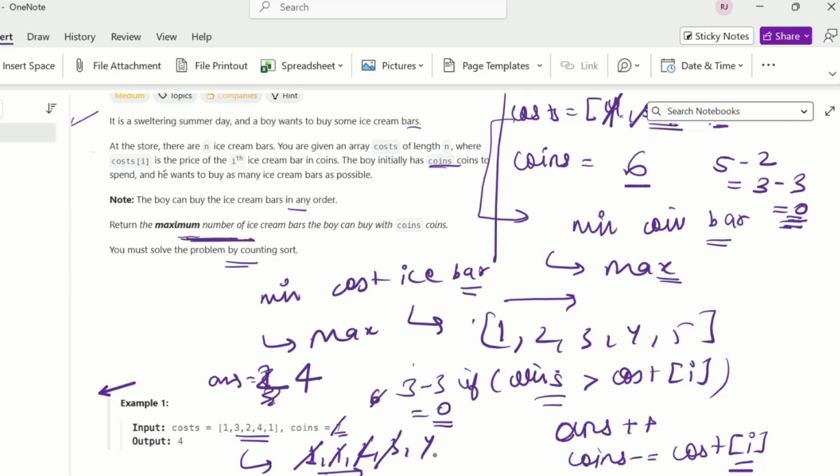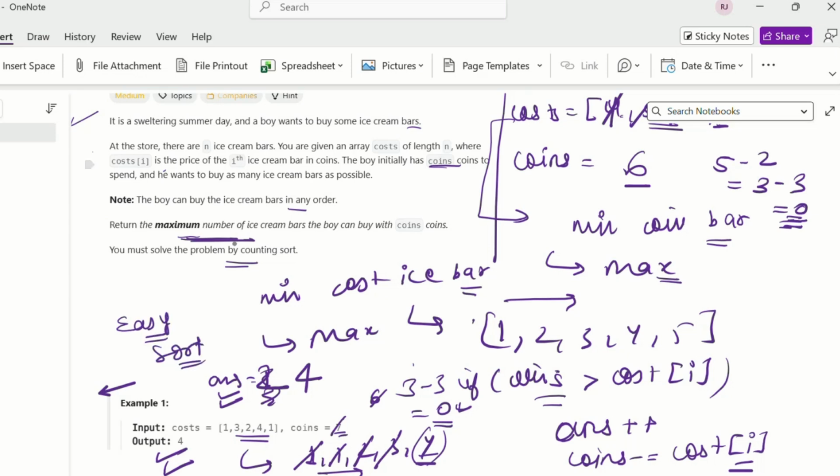And again, if I try to buy this ice cream bar, its cost is 4, but my coins are 0, which is less than the cost of the ice cream. So I was not able to buy this ice cream bar, so I can break my loop. So the number of ice cream bars I am able to buy is 4. So I can return 4. But this is easy, like we can directly do it with the help of sort.